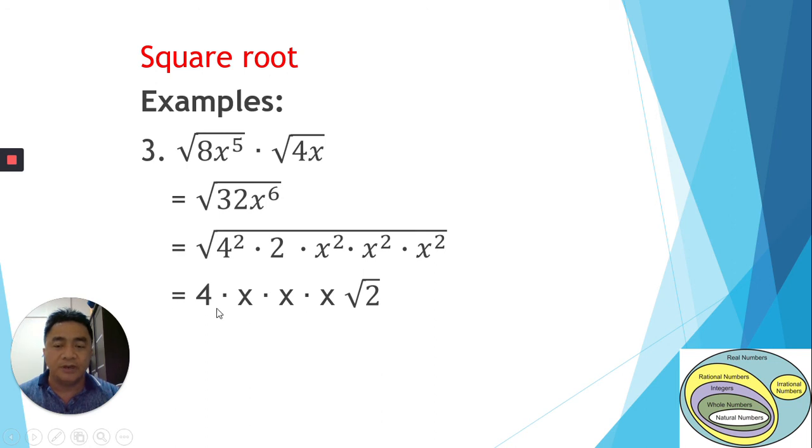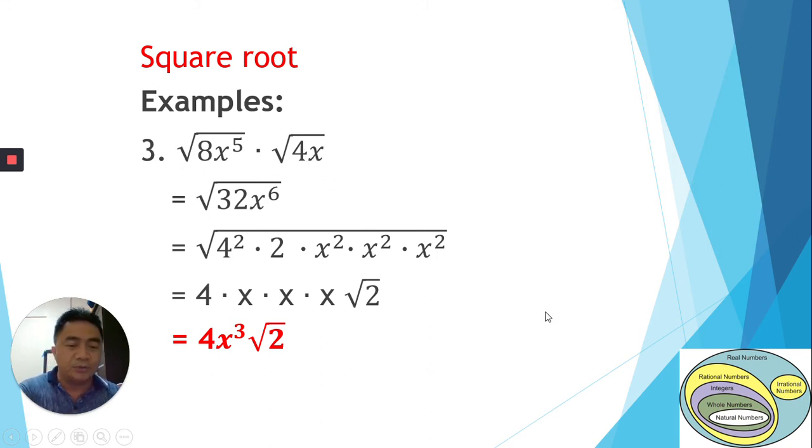Okay, so we can combine this all together. We have 4x power 3, or cube, then square root of 2. So you have 4x power 3 square root of 2 for this one, which is the combination of this.